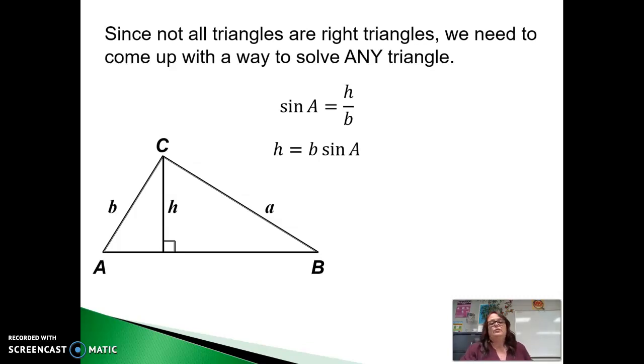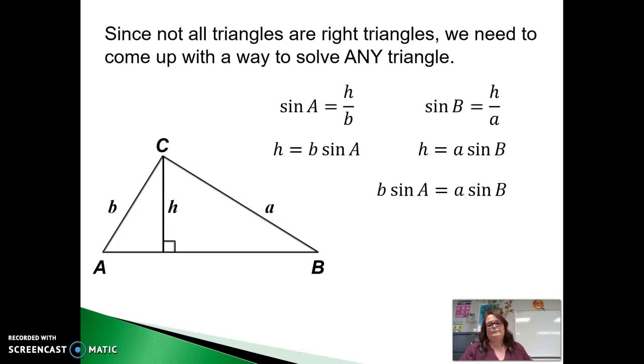Then using the triangle on the right and ignoring the triangle on the left, we're going to say that the sine of B is the opposite, which is h, over the hypotenuse, which is a. And if I cross multiply, we get the height to be a times the sine of B. Now, these are both equal to the same height because it's the height of the same exact triangle. So I can set them equal to each other.